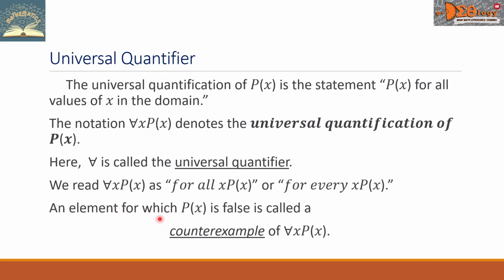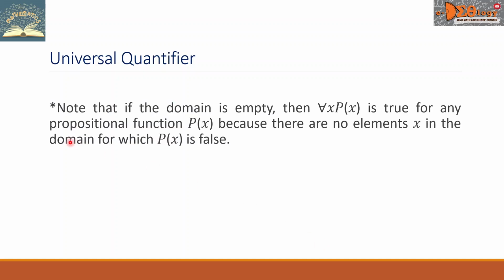An element for which p of x is false is called a counterexample of for every x p of x. Note that if the domain is empty, then for every x p of x is true for any propositional function p of x, because there are no elements x in the domain for which p of x is false.